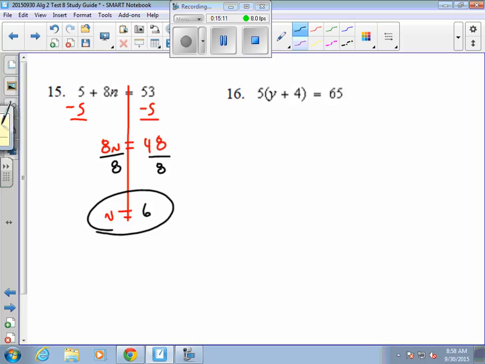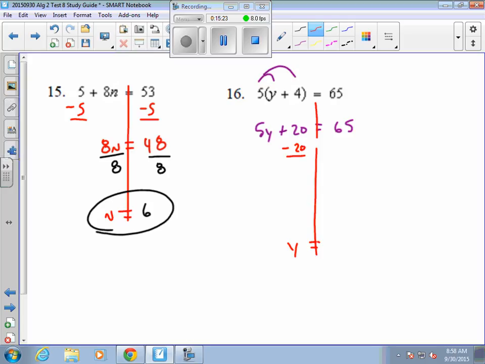You have to distribute first. 5 times y and 5 times 4. Undo your order of operations backwards to get y by itself. Undo plus 20 by subtracting it. You're left with 5y on the left. 65 minus 20 is 45. Get y by itself now by dividing by 5 to cancel out. Divide this side by 5 as well. 45 divided by 5 is 9.